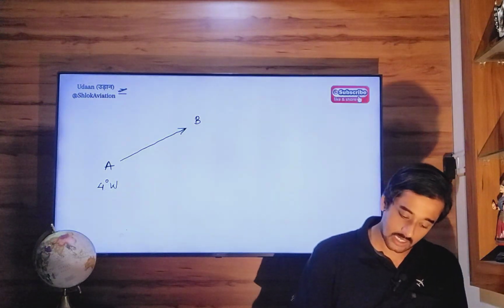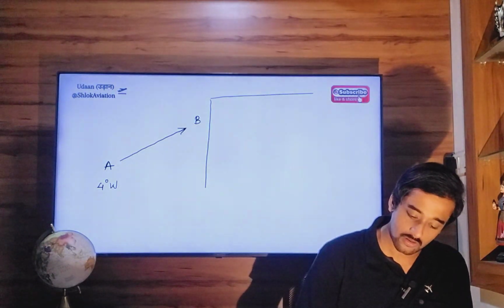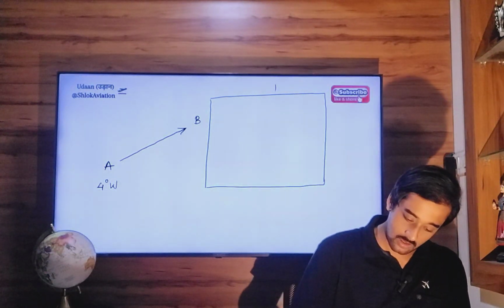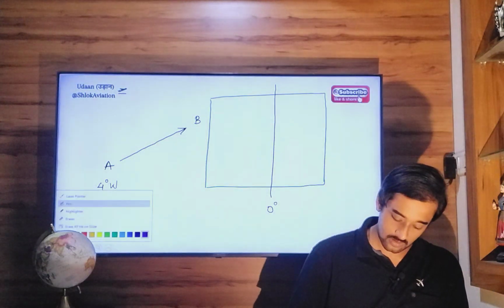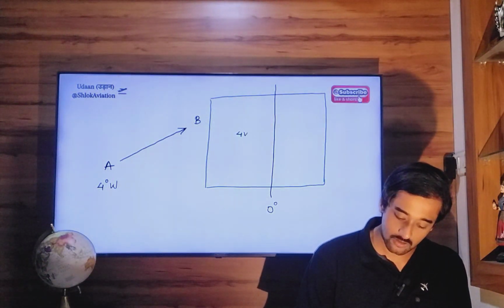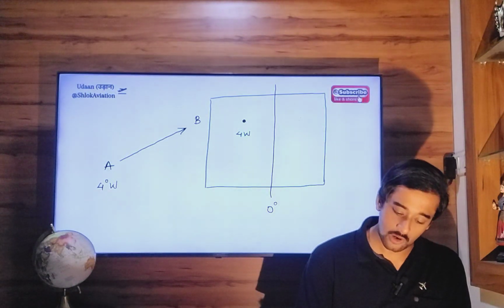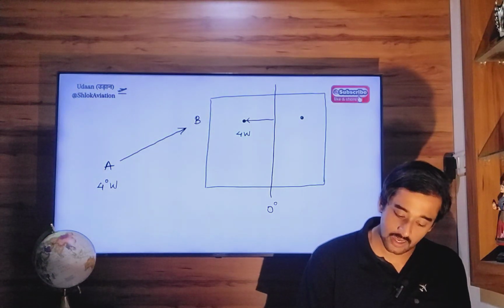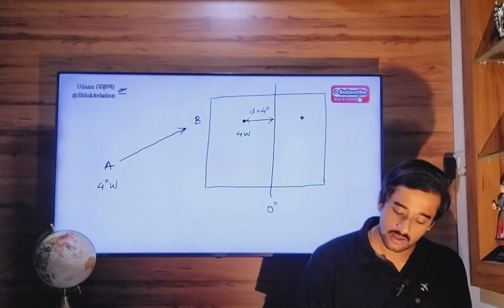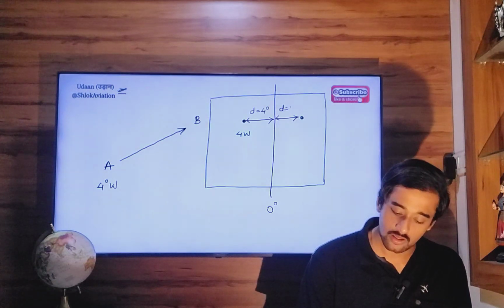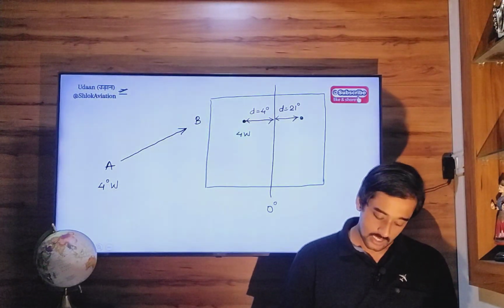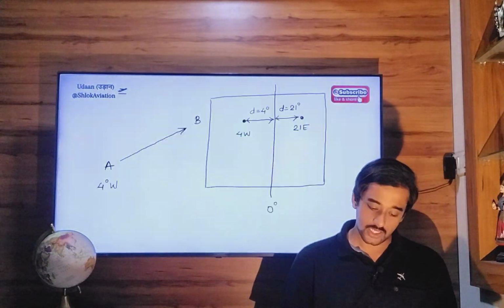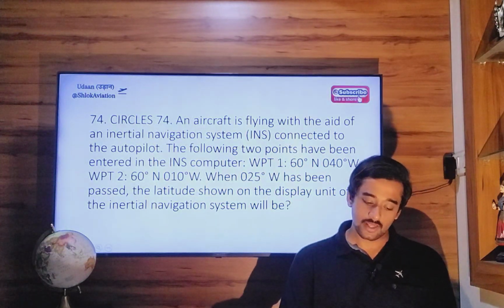So we have this representation of the earth. 0 degree prime meridian, 4 degrees west. So what will the new longitude be? D long is 25. So this is 4 degrees. Here the D long is 4 degrees. The remaining 21 degrees will be in the eastern hemisphere. So your destination will be 21 degrees east longitude.